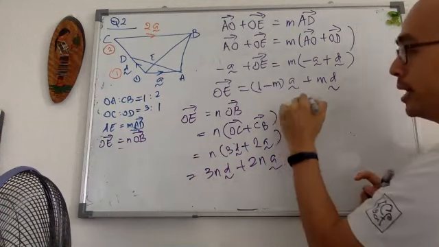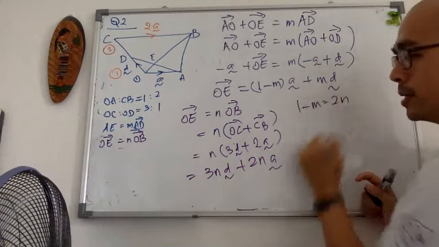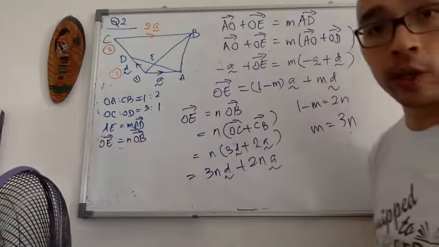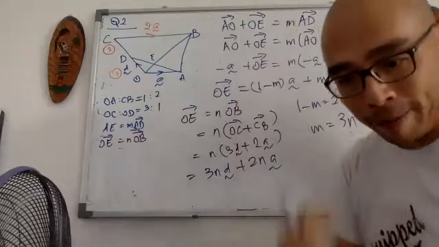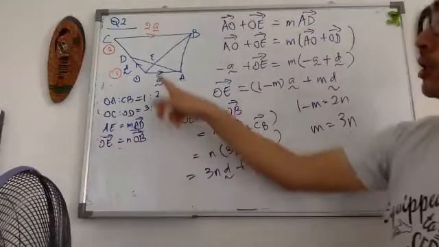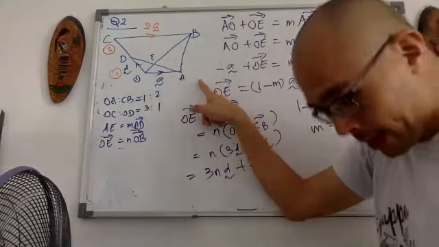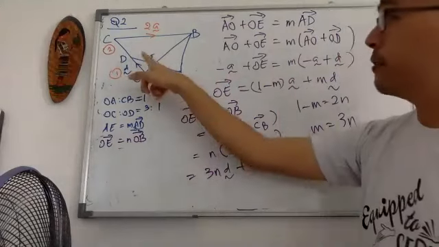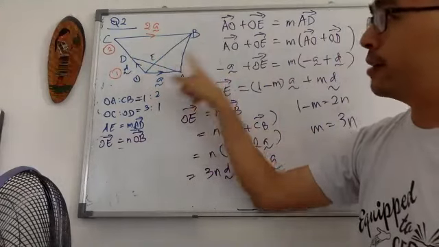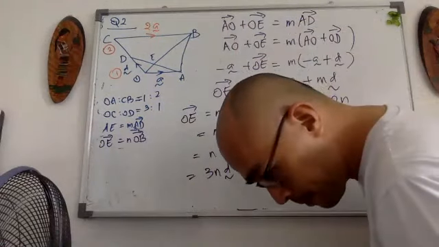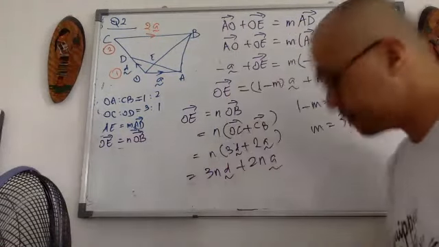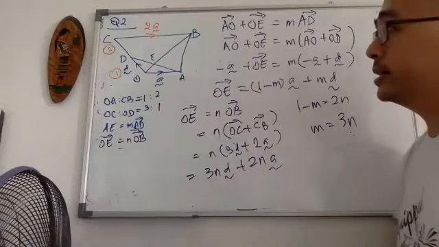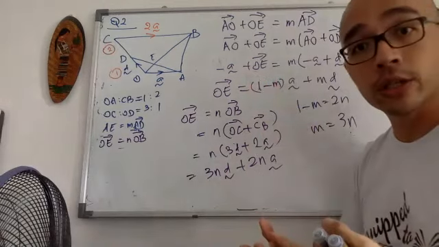Okay, if I compare the vector A, 1 minus n equals to 2n. Compare the vector B, I get n equals to 3n. Then I will get the answer that I want. And then for the ratio of DE to EA, you find the vectors separately. Find the vector DE, and then after that find the vector of EA. Or AD and AE, same thing also. You should be able to find the vector. Then after that, you see the ratio.